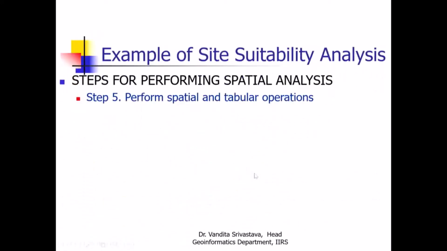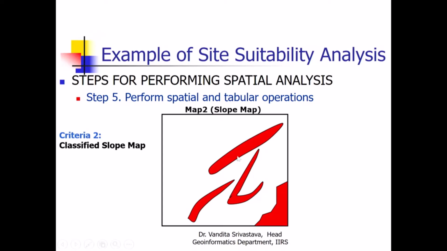The next criteria I talked about was slope. So let us say I have already obtained a classified slope map. This is after performing the spatial operations, because even if I have a slope map, I will have to classify it for slopes more than 20 degrees and slopes less than or equal to 20 degrees. So let us say that we have done that as well, and these are the red ones. The red slopes are the ones that are steep slopes.